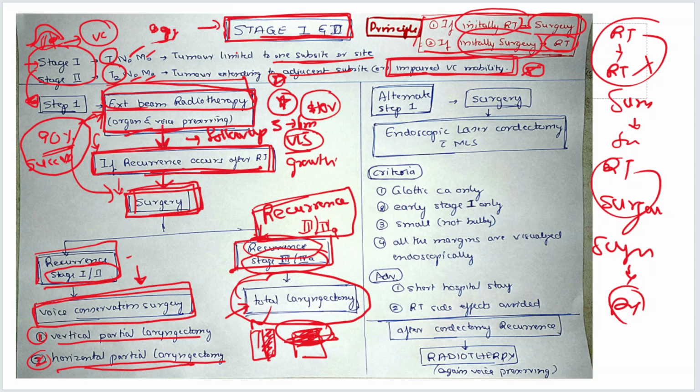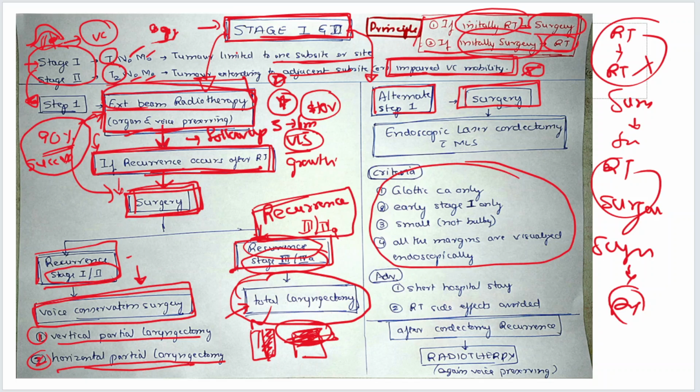Okay. Now, this is the way you are going to approach. But there is also an alternate way you can approach this. This is only for a very selective set of patients. What is that surgery that you can give to a very selective group of patients? It is endoscopic laser cordectomy with MLS. So what is this? You are using an endoscope, looking into the larynx with an endoscope with a camera. You are doing a microlaryngeal surgery. You are using a laser.